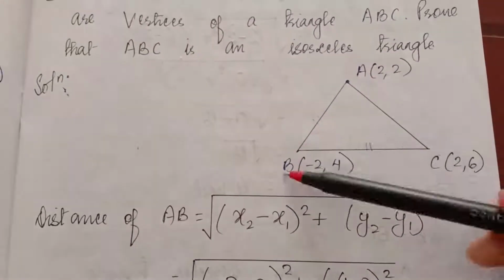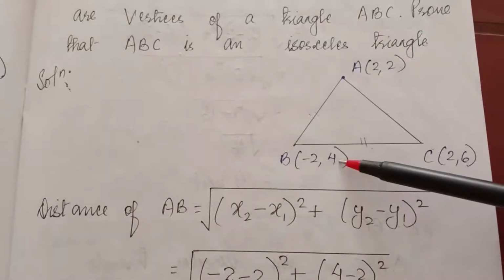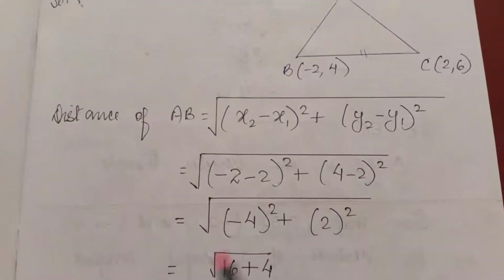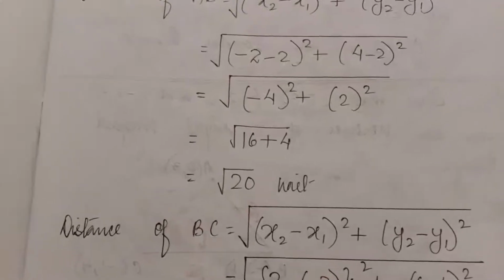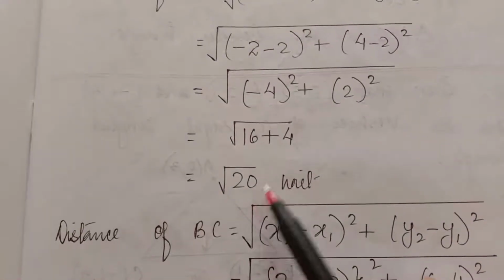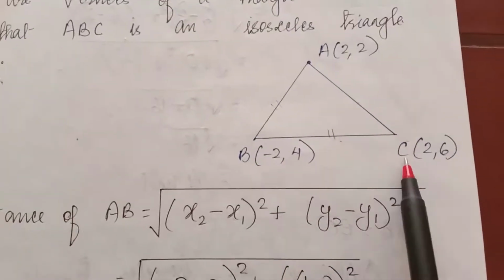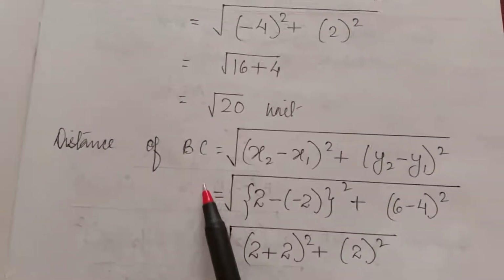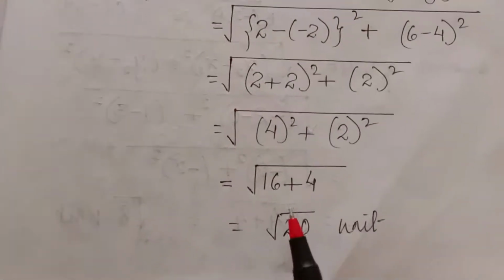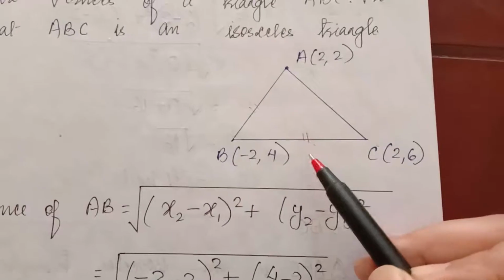So find the distance of AB. For the line AB, this is x1, y1, this is x2, y2, and the formula is here, you have to put the values. Then it comes root 20 unit. Now we will find the distance BC. After solving, you will get again root 20 unit.